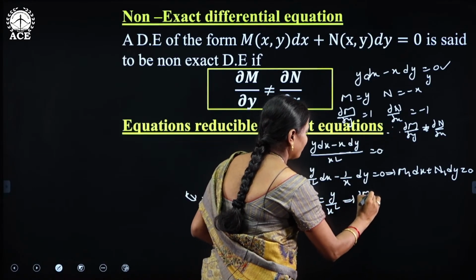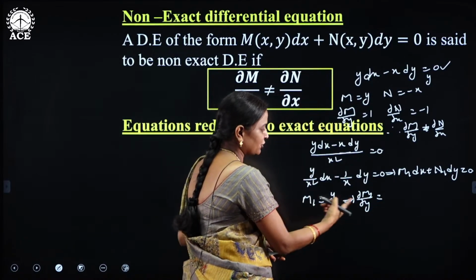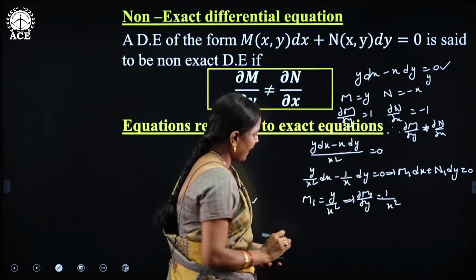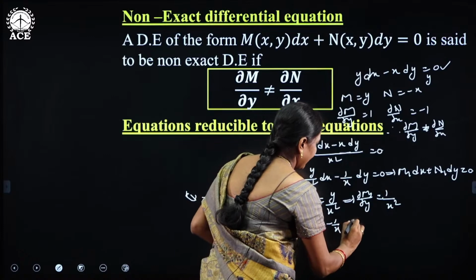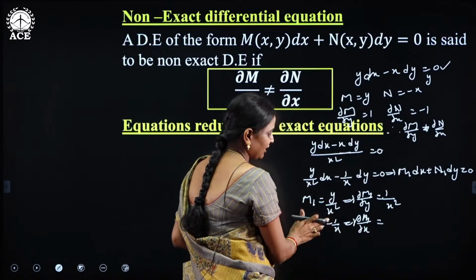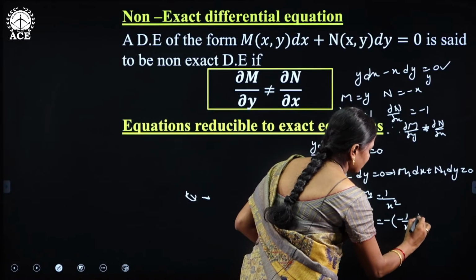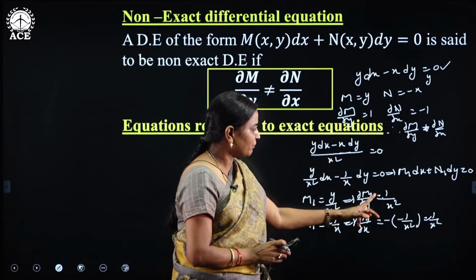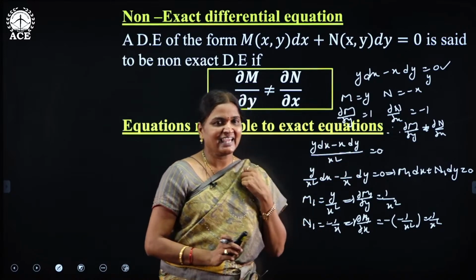So what is dou m1 by dou y? Here partial differentiation is performed with respect to y, differentiation of y is 1, and its coefficient is 1 by x square. And what is n1? n1 is equal to minus 1 by x. And what is dou n1 by dou x? Differentiation of 1 by x is minus 1 by x square, minus into minus gives plus 1 by x square. So observe clearly, dou m1 by dou y is equal to dou n1 by dou x. That means this new differential equation is exact.